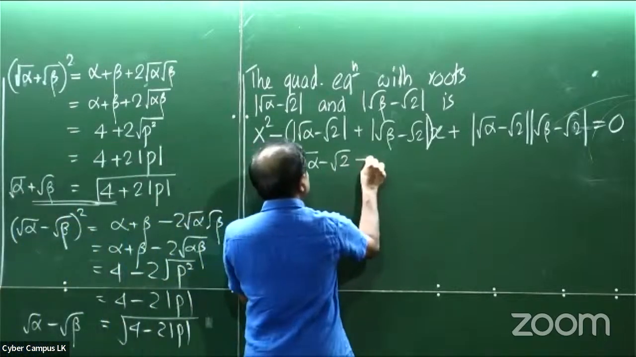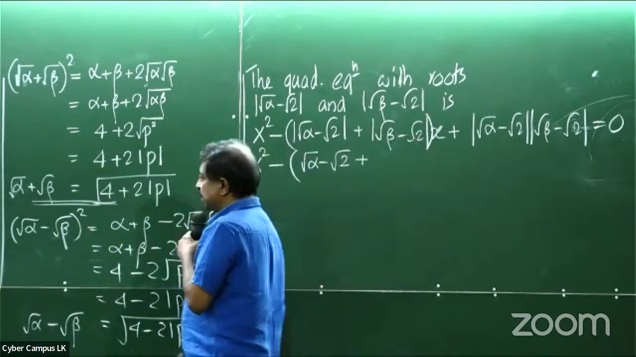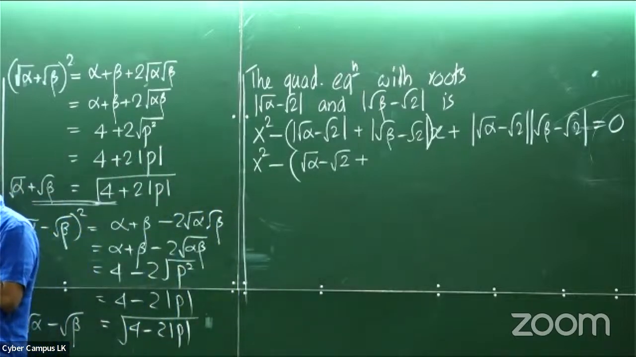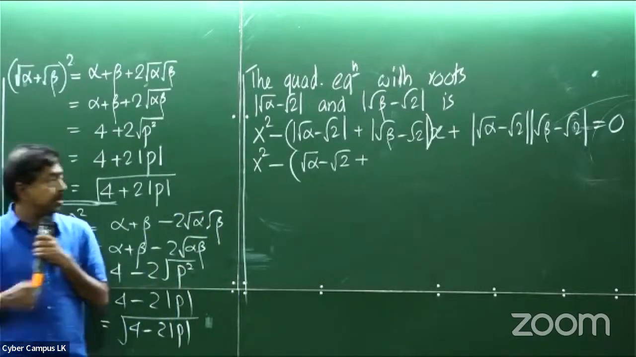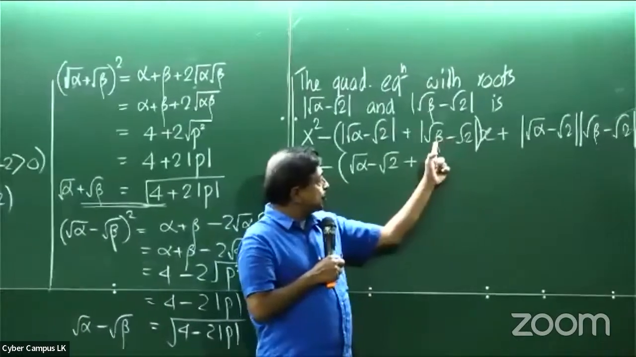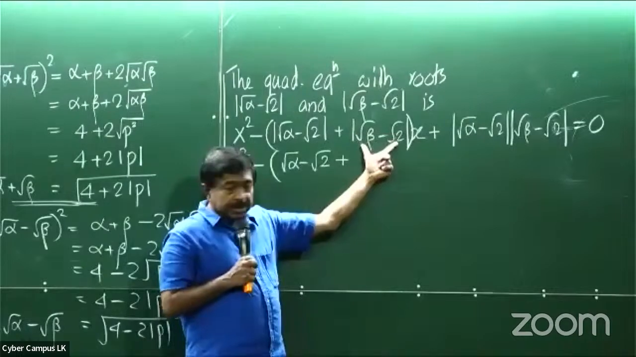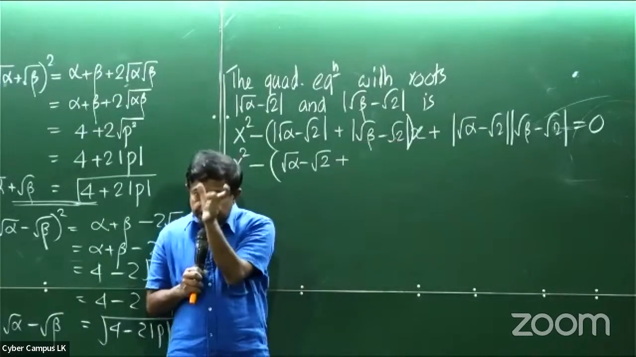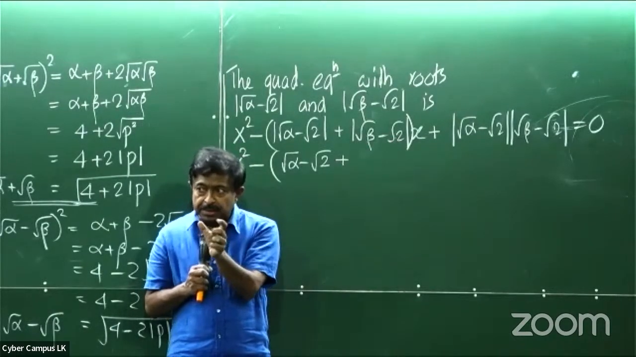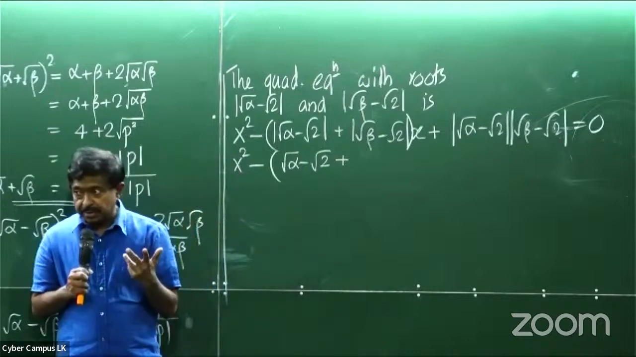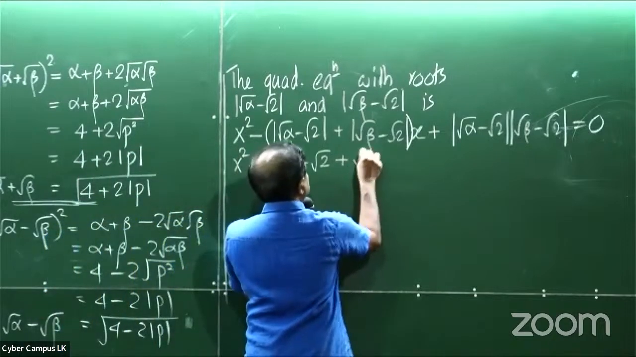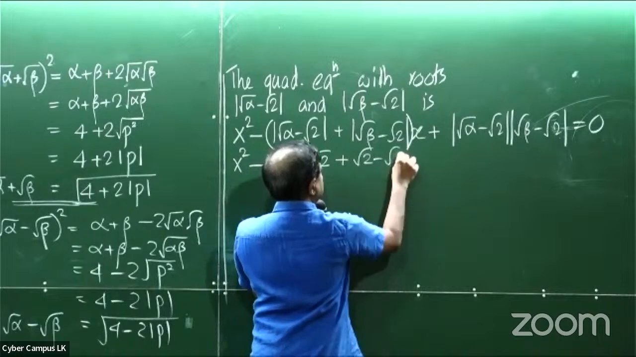What about the second? This one. Which one is greater? 2 or beta? 2 is greater. Therefore, if you compare these two, square root of beta is less than the square root of 2. Therefore, this is negative. Therefore, when you take the modulus of that, you have to multiply the inside by minus 1. So it will be square root 2 minus square root beta.